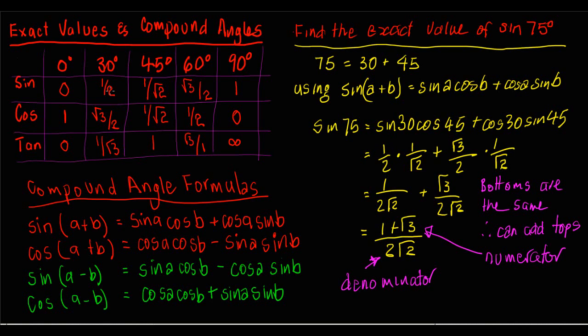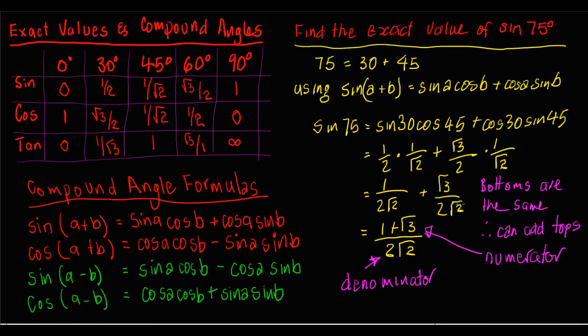Sine 30 is a half from our table over here. Cos 45, 1 over root 2, plus cos 30, which is root 3 over 2, and sine 45, 1 over root 2. And there we have the two fractions. Now we know that the bottoms are the same, they're both 2 root 2, and 1, so multiply the bottoms, multiply the tops, so 1 times 1 is 1, 1 times root 3 is root 3.